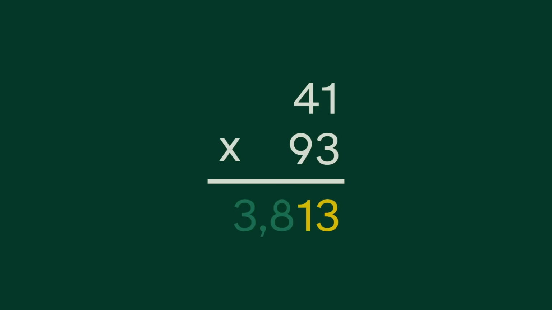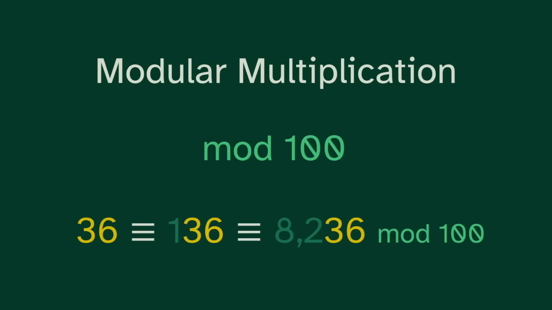So we're only concerned with the last 2 digits of the output, but that also goes for the inputs. For example, 841 times 293 still gives a result that ends in 13. If we change an input by a multiple of 100, it will also change the output by a multiple of 100, which means those last 2 digits won't change. In mathematics, we call this modular multiplication, and here we're working mod 100. We ignore any multiple of 100.